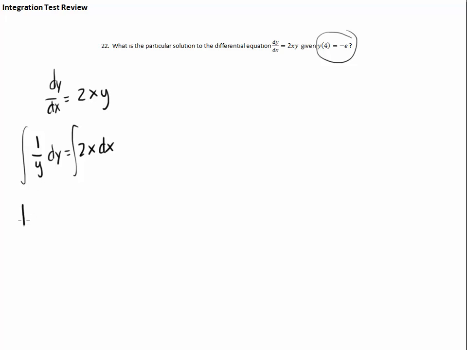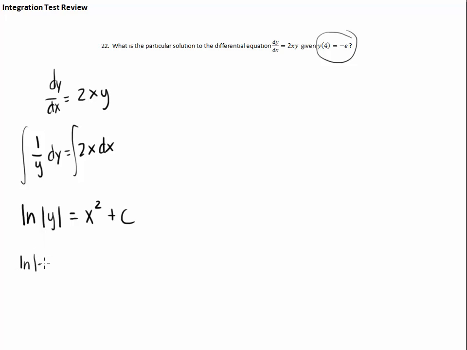Antiderivative of 1 over y is the natural log of the absolute value of y, plus c, but we'll save it for the other side. Antiderivative of that is x squared plus c. So here we go. Now I want to figure out what my c value is. I know this is true. If I plug 4 in for x, I have to get negative e out for y.